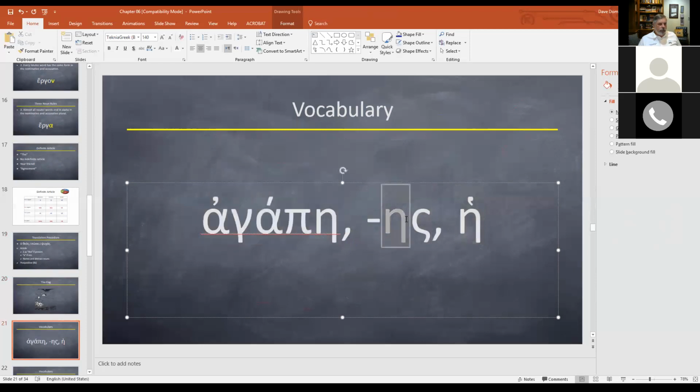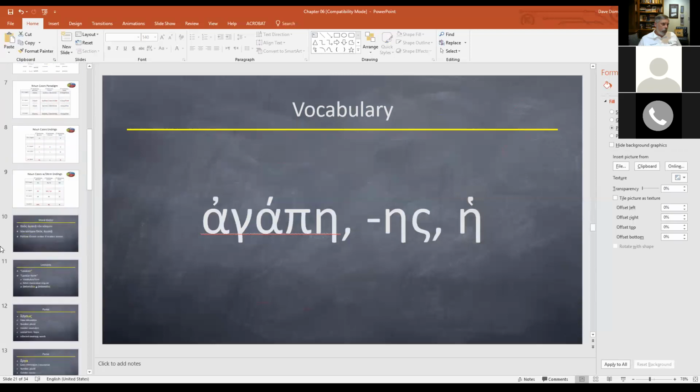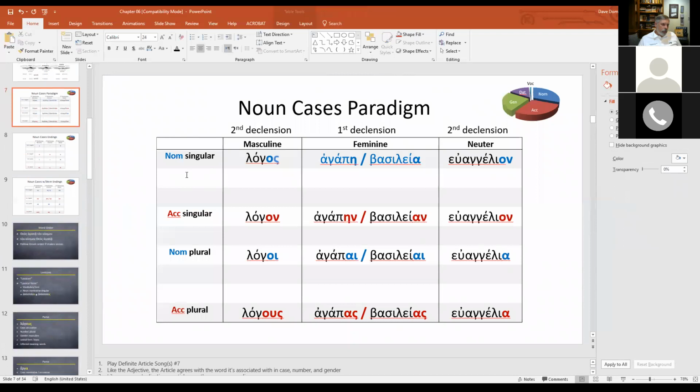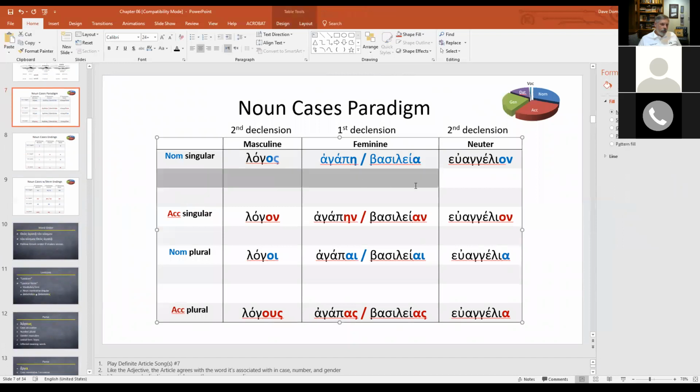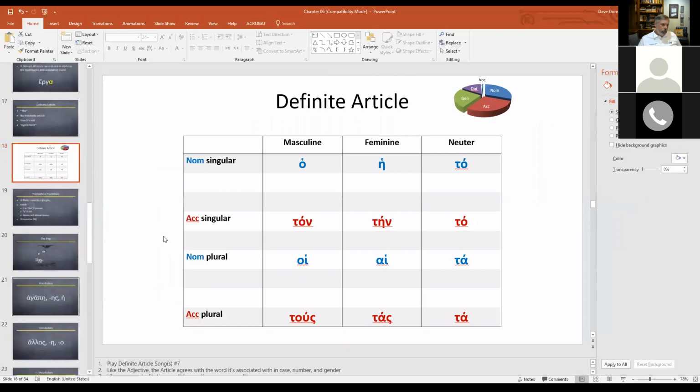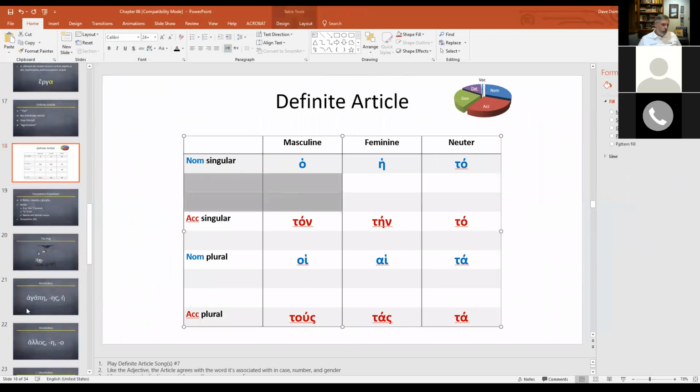It tells you what the genitive singular ending is. And so when we get to here, next week we'll do the genitive and the dative. And so we'll fill these in right here. And that'll make a little more sense. But same with the article, we'll do the genitive and dative.